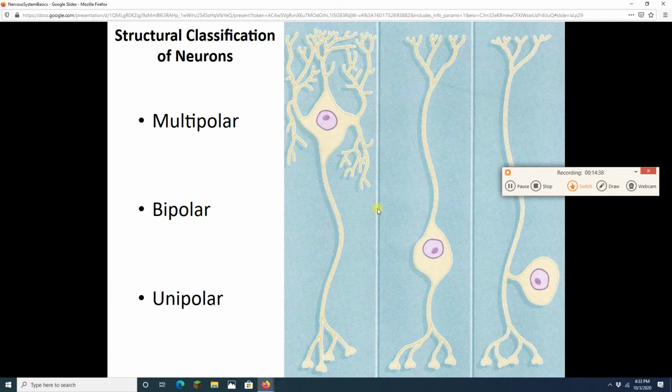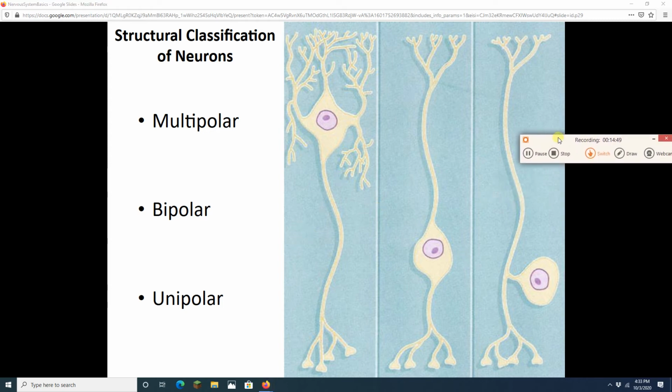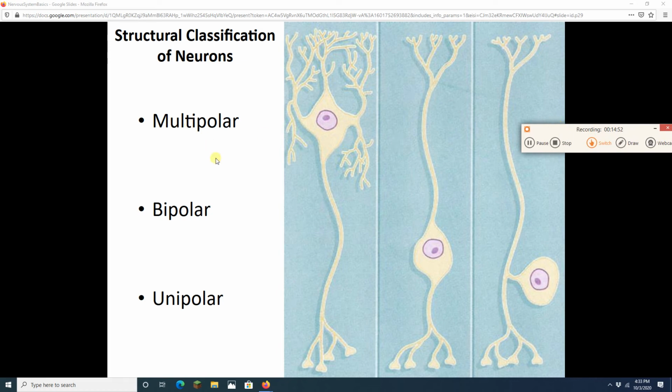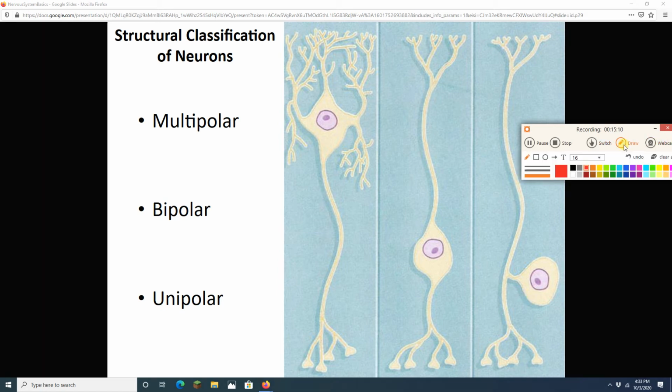What we're going to do now is classify some neurons in terms of the kind of structure that they have. And there are three basic structural types of neurons: multipolar, bipolar, and unipolar. I can see the cell body right here, cell body right here, cell body right here. Can you just figure out already, without me even telling you, which is which? I bet you can. In fact, what do you think this guy is right here?